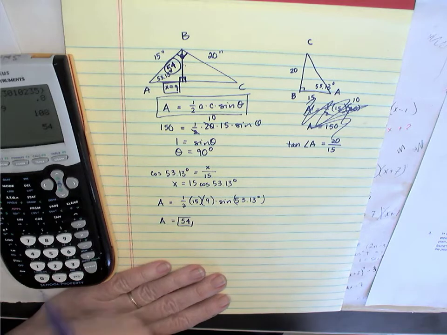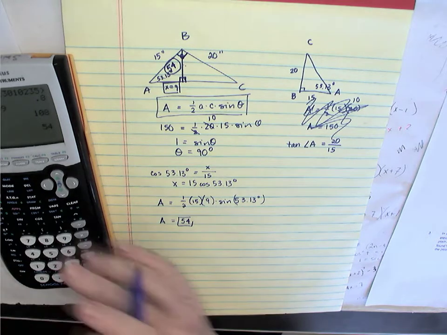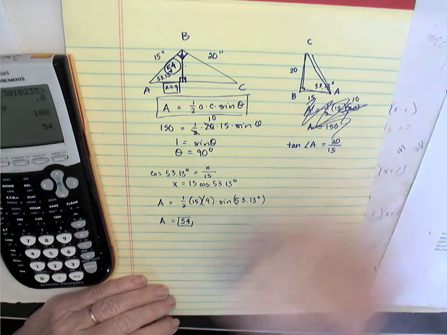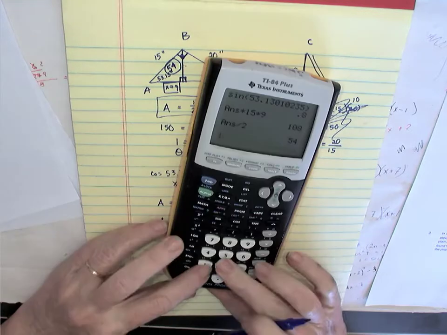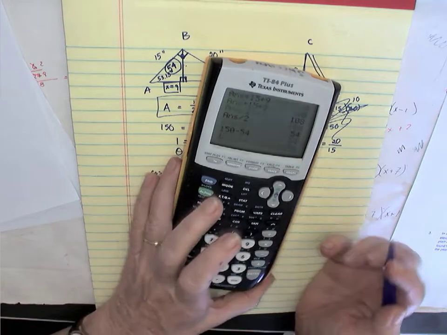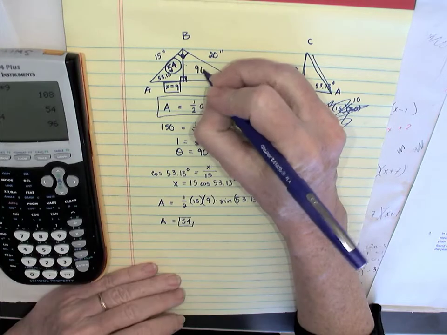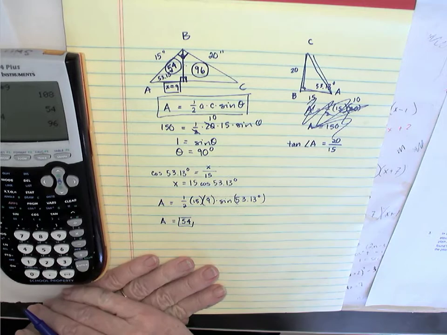And I already know the entire triangle, right? This has an area of 150. So I'm just going to do 150 minus 54. So the other little triangle has an area of 96.